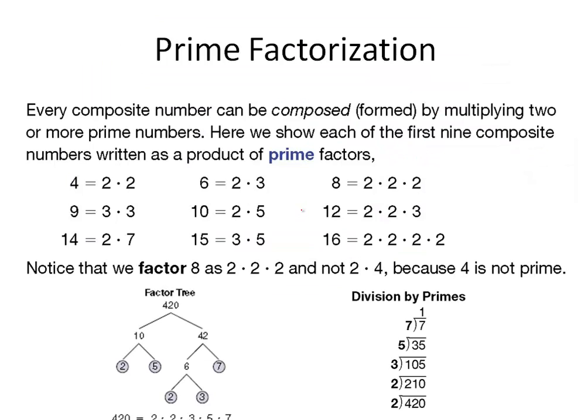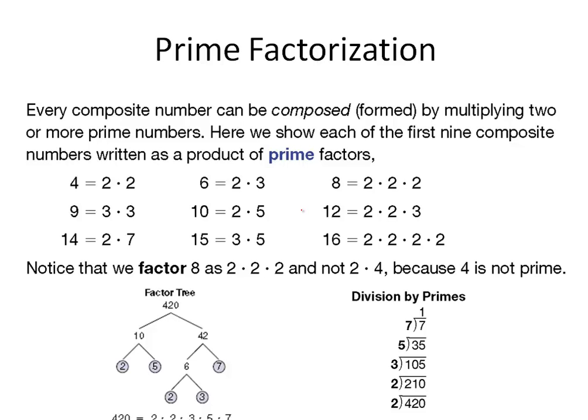Prime factorization. Every composite number can be broken down by multiplying 2 or more prime numbers. Here are shown each of the first 9 composite numbers with their prime factorization. So 4 is the first composite number we come to. It's got 1, 2, and 4, so it's got 3 or more factors, so it's composite, but it breaks down into 2 times 2. That's the prime factorization for the number 4.